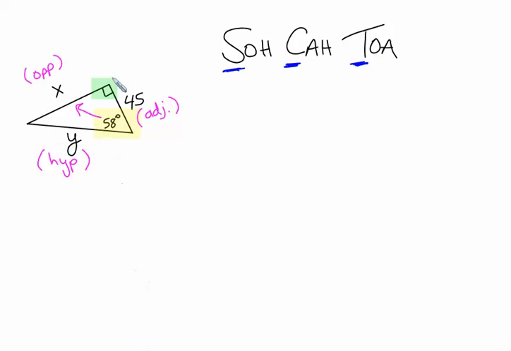Let's say that we wanted to start off this problem by solving for x. Well, here's the deal. x involves the opposite side, that's the variable, and the number in play is the adjacent side. So we're using the O and the A. The O and the A is tangent that gets involved. So we're going to say the tangent of our 58-degree angle, put the angle there, is equal to the opposite side, which is x, divided by the adjacent side, which is 45.